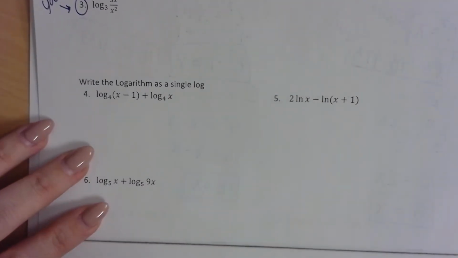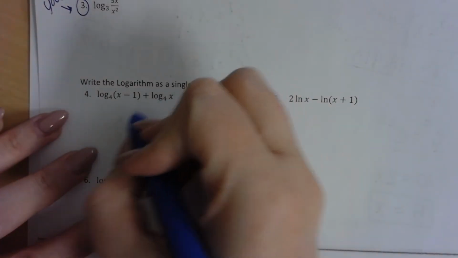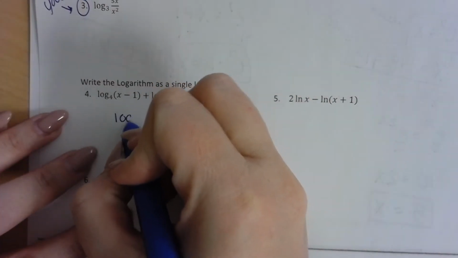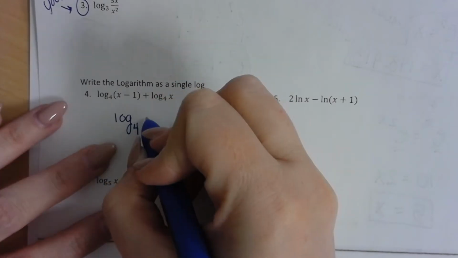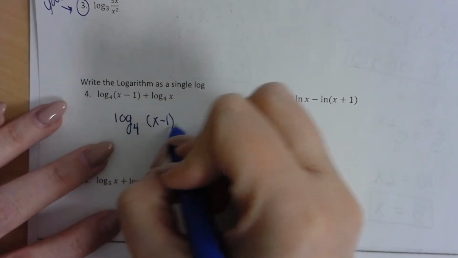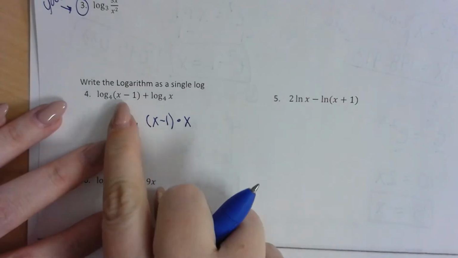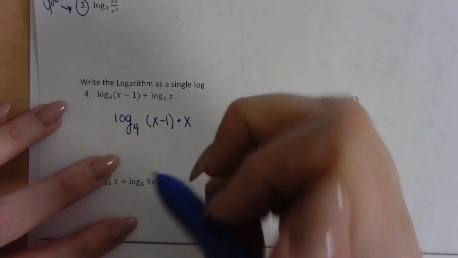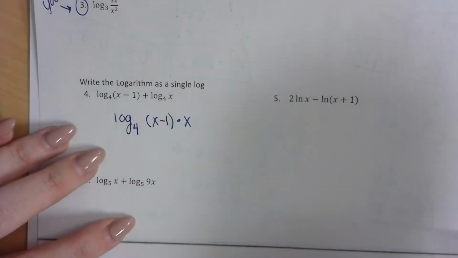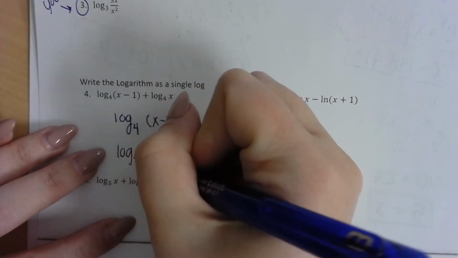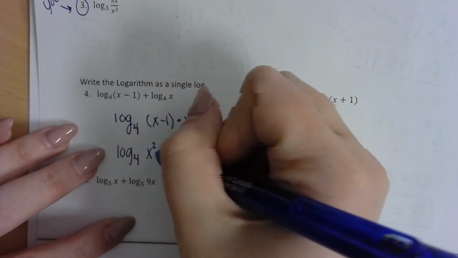I'm going to leave number 3 for you to try, and then check your answers on the answer key. Now this problem is going the opposite way, so we want to write it as a single log. Because this is addition, we're going to rewrite this as log base 4 of x minus 1 times x. So we're going to take the insides and multiply, which would give us log base 4 of x squared minus x.